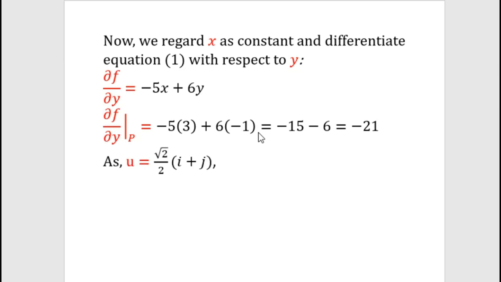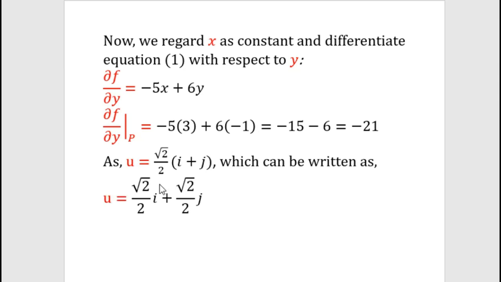As u is equal to square root 2 over 2 times (i plus j), we can write u as square root 2 over 2 i plus square root 2 over 2 j. So this means that u1 is equal to square root 2 over 2 and u2 is equal to square root 2 over 2.